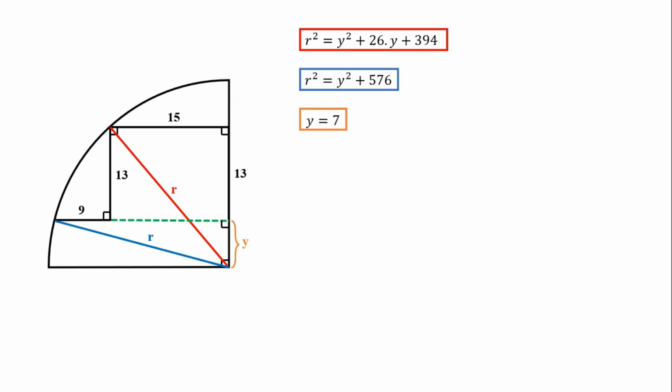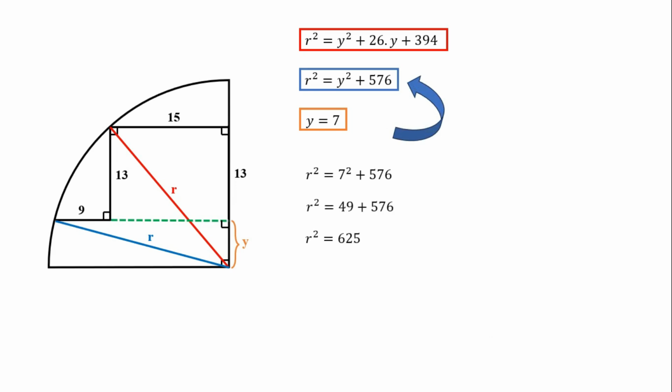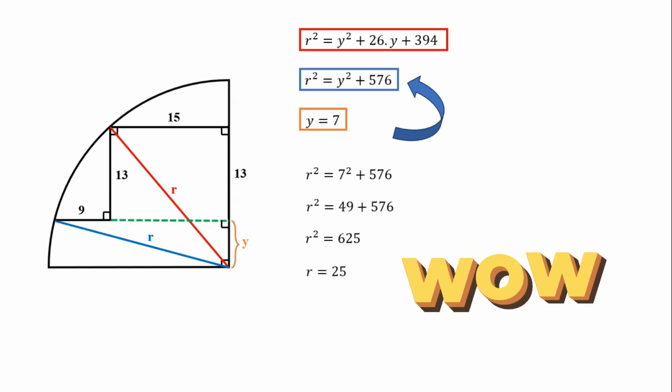But we're not looking for y, we're looking for r. So we substitute y equals 7 into either equation. That gives us r squared equals 625. Finally, take the square root of both sides, and we get r equals 25.